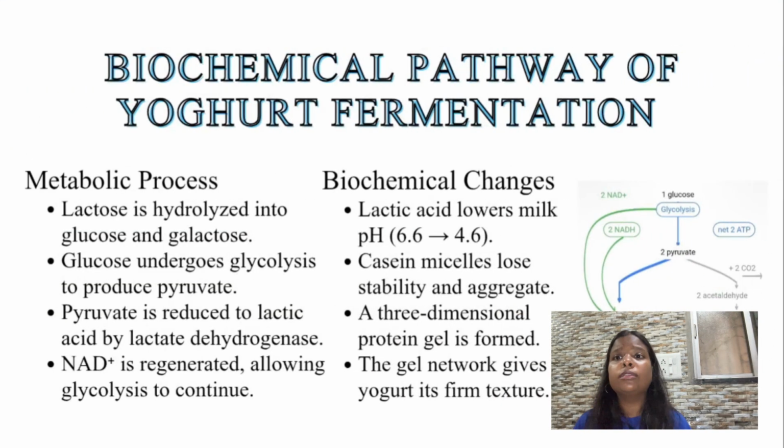Biochemical pathway of yogurt fermentation. Now let's look at the biochemical process involved. The lactose present in milk is first broken down into glucose and galactose. Glucose then enters the process of glycolysis, producing pyruvate. The enzyme lactate dehydrogenase converts pyruvate into lactic acid while simultaneously regenerating NAD+, allowing glycolysis to continue efficiently. As lactic acid accumulates, the pH decreases, causing casein proteins to aggregate and form a stable gel network. This biochemical transformation is responsible for the characteristic firmness and texture of yogurt.